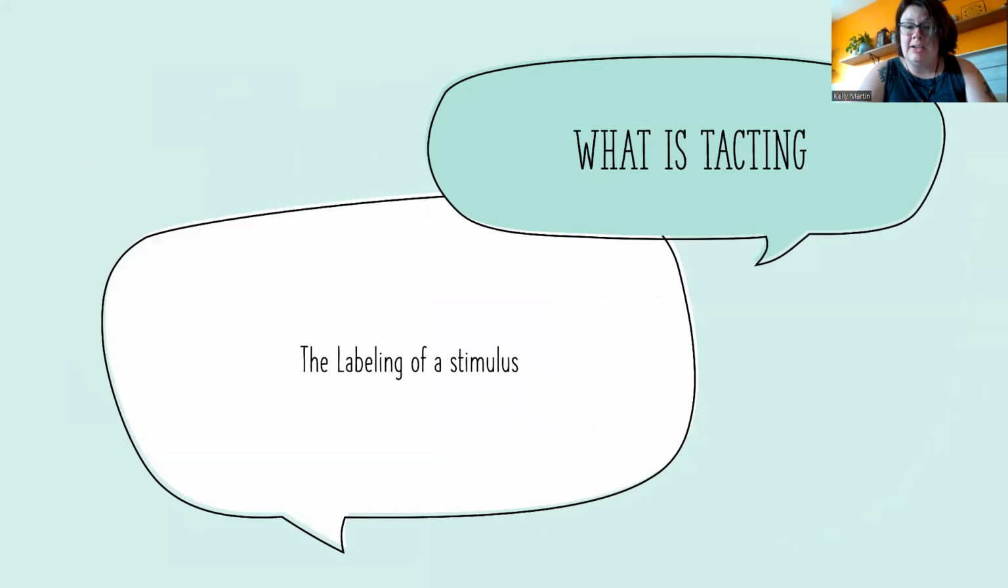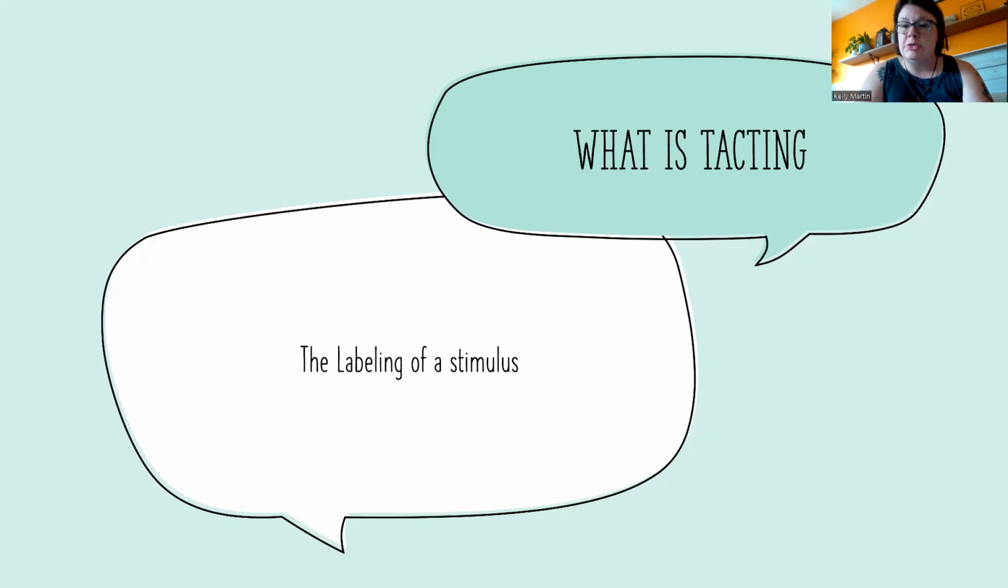What is tacting? Tacting is the labeling of a stimulus. According to Cooper et al., tacting can be used for visual stimulus, auditory stimulus, olfactory stimulus. Like you smell something, say you smell bacon, and you say bacon. You just labeled what you smell. You were tacting the smell.